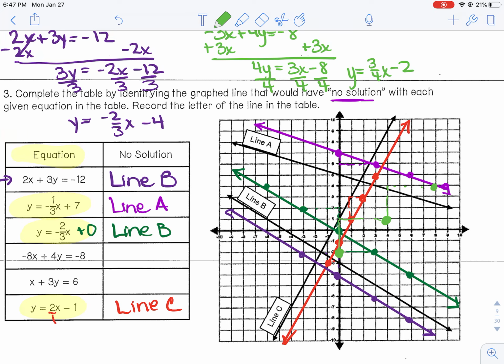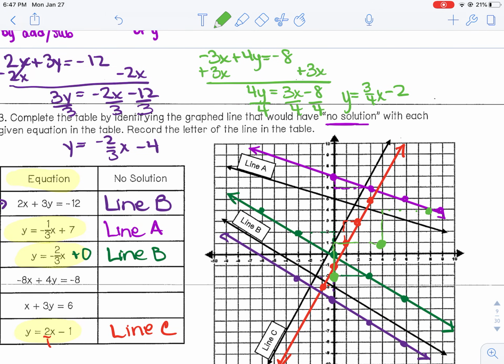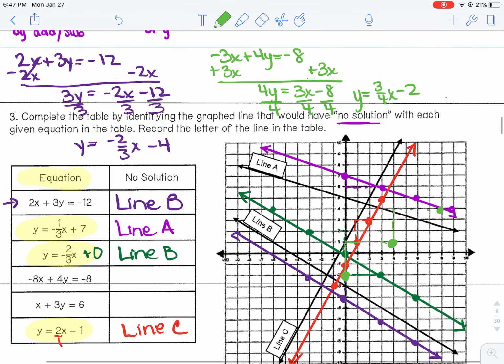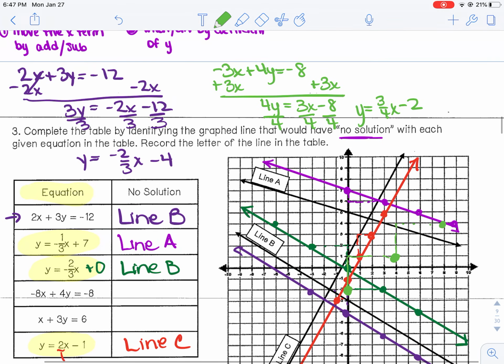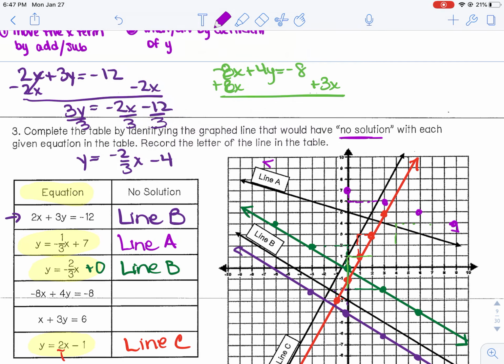And I may have made a mistake. Okay, so let me double check what I've got. Oh yeah, how about that? I wrote the whole equation down wrong. That was a -8x. Sorry you have to deal with this. Alright, so let me correct that. Get rid of those points. Put my purple line back. Thank you for being patient.